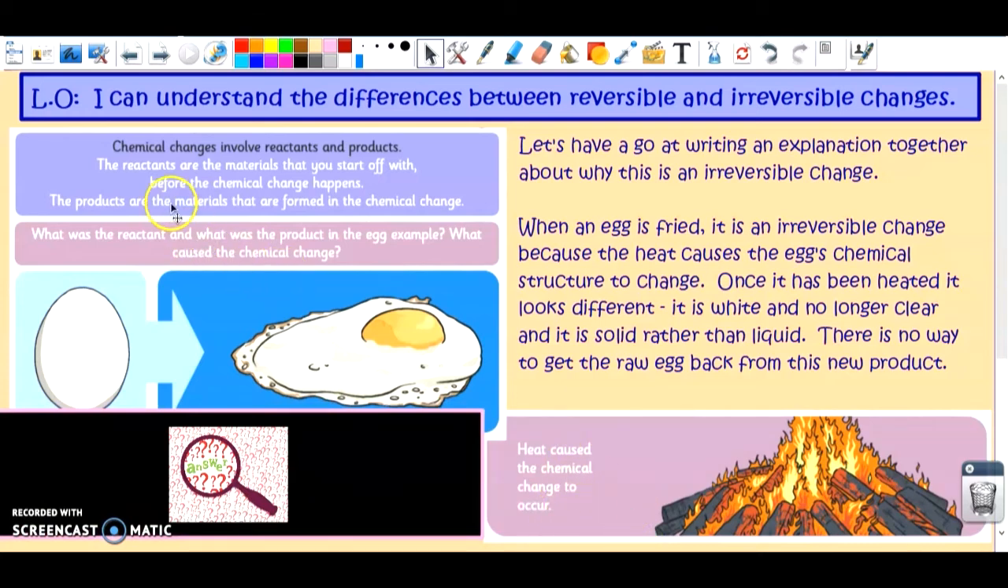You heard lots of words in the video like reactant and product. The reactants are the materials that you start off with before the chemical change happens, while the products are the materials that are formed in the chemical change. So you need to think just a little bit carefully then about what the reactant and what the product was in the egg example. And what actually caused that chemical change? Well, we know that it was the heat that caused that chemical change.